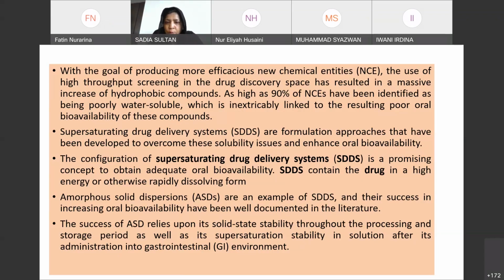Okay, as well as its supersaturation stability in solution, because when we take it in our bodies, it is in solution form. We take a drug, we just take water, it becomes a solution, and then it goes into our GI environment, our intestine, right? And it dissolves and works, it absorbs and interacts with the receptors and works at the end. So the drug which is going to be for ASD should be stable throughout all these processes.